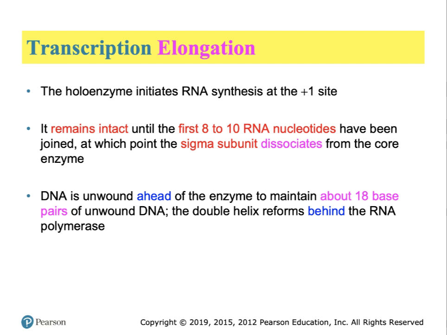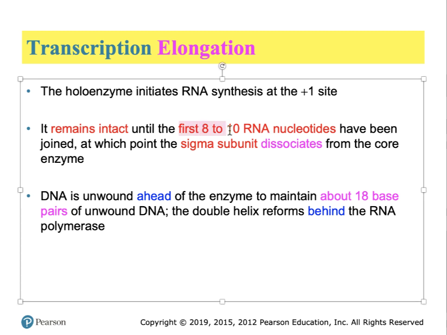The next phase is elongation. Elongation is quite simple. The enzyme continues its journey along the DNA. However, within a short distance of starting elongation, the sigma factor is no longer needed. It's done its job of opening up the DNA at the promoter, and the sigma factor dissociates. That means it falls off, and the journey is completed by the core enzyme itself.